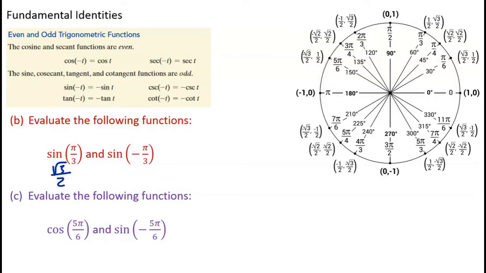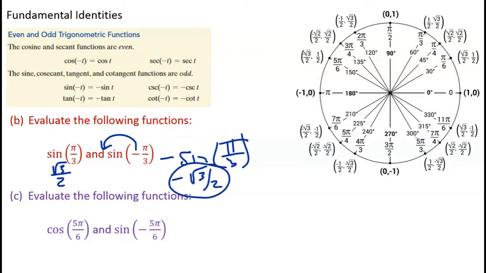But to evaluate sine of negative pi over 3, I don't want to do it that way. I know sine is odd, which means the negative comes out front. And I'm going to evaluate negative sine of pi over 3. Look, we've already calculated sine of pi over 3. It's square root of 3 over 2. So my answer is negative square root of 3 over 2, because remember, we pulled that negative in front. I'm telling you that's the way to go. Use even and odd. Don't go backwards around the circle.